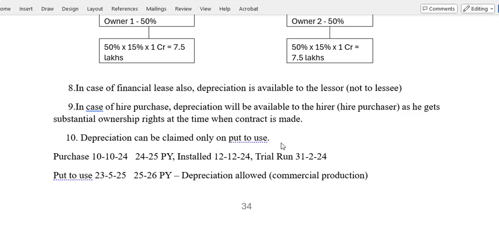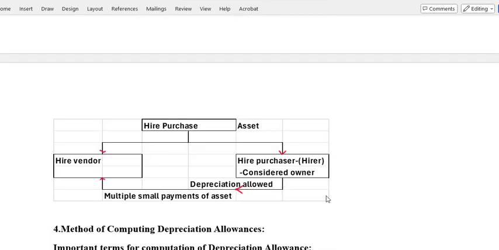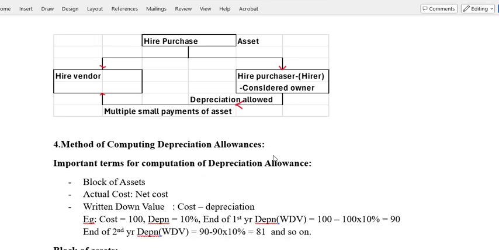Depreciation can be claimed only on put to use. From the date of put to use only, depreciation can be claimed. So if purchased on 10/10/24, then installed in 12, trial run 31/2, put to use on 23/5, then depreciation can be claimed only then. Till that time depreciation cannot be claimed. This is the same thing we told. In hire purchase there is an asset, a hire purchase vendor, and then the hire purchaser or hirer, who is considered the owner. The depreciation is allowed to him.